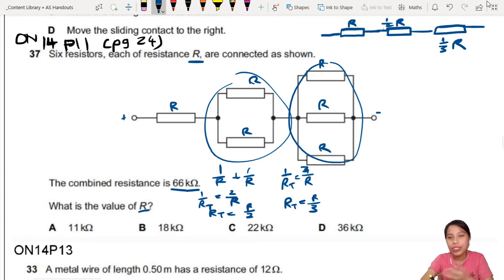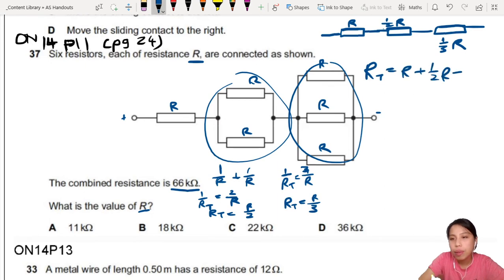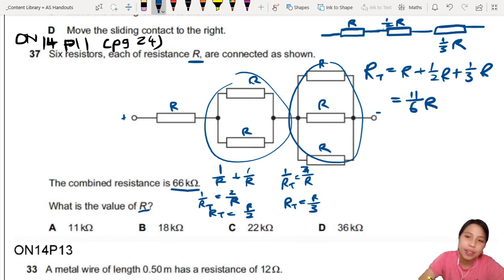Now you can add all three together, since they are in series. So your total of this step will be R plus R over 2 plus R over 3, and that will give you 11 over 6 R. How do I get this? I press the calculator. I'm lazy to do fractions.